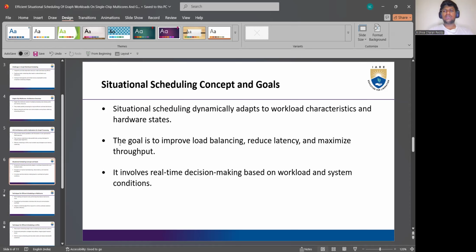So how situation scheduling works is it dynamically adapts to workload characteristics and also hardware states. The main goal in situation scheduling is to improve the load balancing, reduce latency, and maximize the throughput. It involves real-time decision making, which depends on the workload and system conditions.